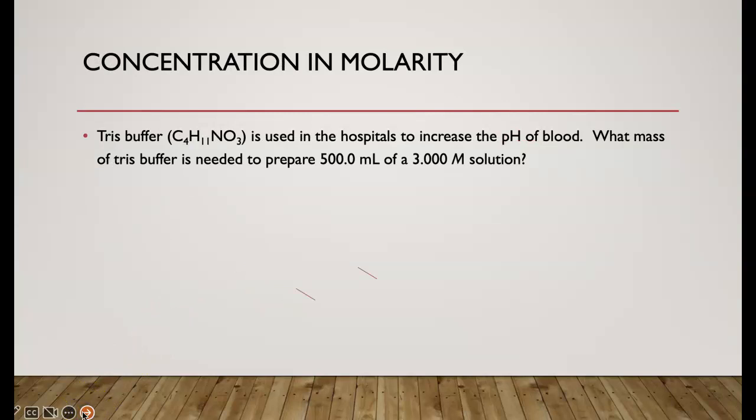You'll also need to be able to calculate molarity. This is a buffer used in hospitals for blood type issues. So what mass of that buffer would be needed to prepare a 500 milliliter, 3 molar solution? So take a moment, pause the video, see what you can do.